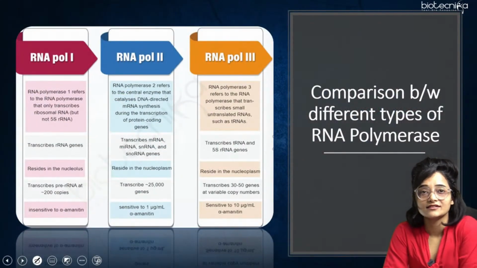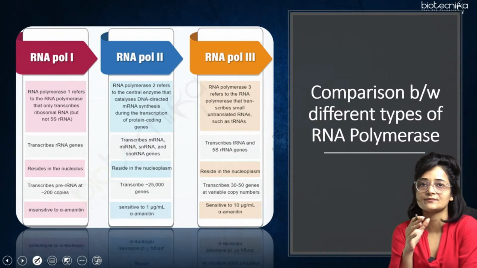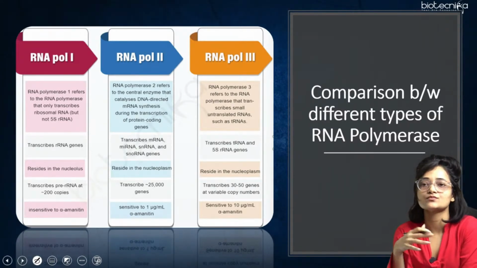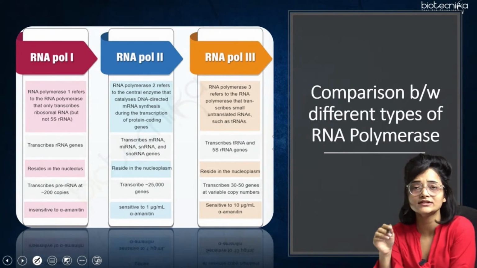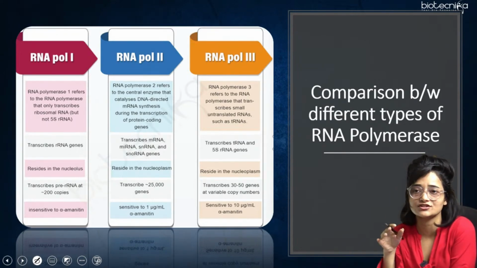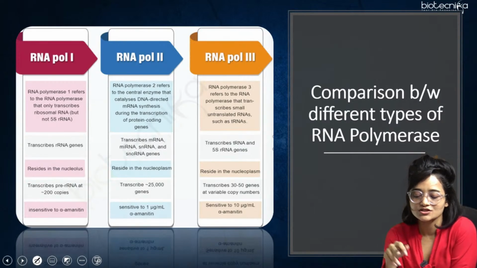Then the other major difference is between RNA polymerase 1, RNA polymerase 2, and RNA polymerase 3. Now, questions in CSIR NET are asked on all of these RNAs. Like, what is the major difference between all of these RNAs? What are their functions, right? All these three RNA polymerases are majorly present in eukaryotes. So first comes RNA polymerase 1.